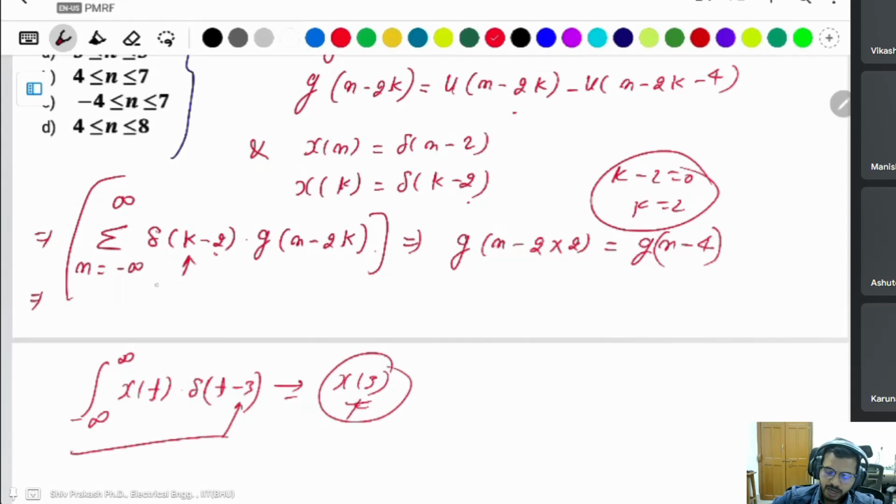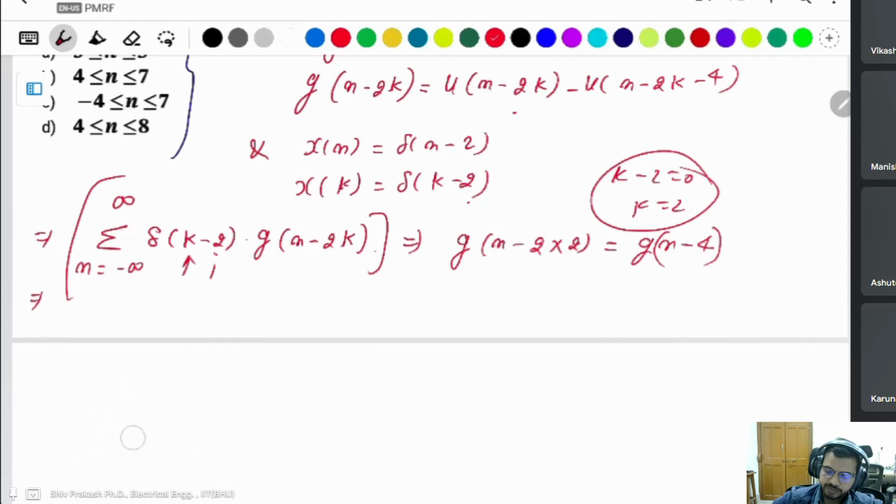Same thing in discrete time, δ[k minus 2], then simply in the place of k, place 2, and the summation will be indexed here. You can think of the summation like integration. Then this is our function g[n minus 2k]. In place of k, simply put the value k equal to 2, and we'll get g[n minus 4].